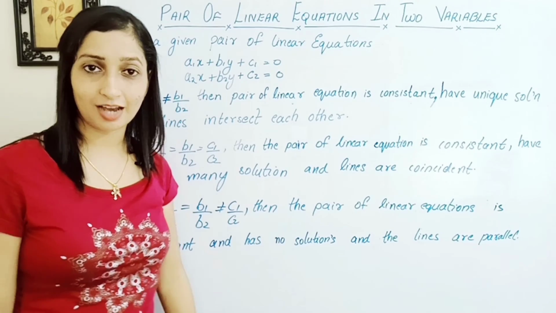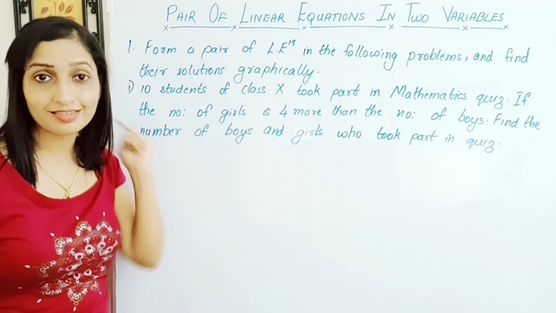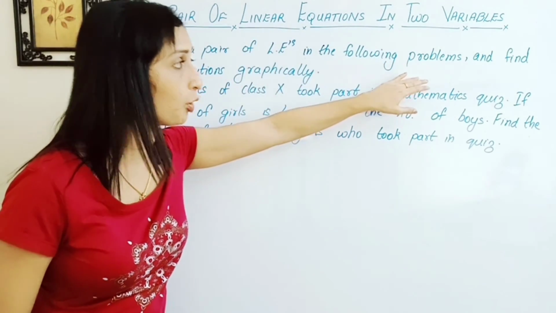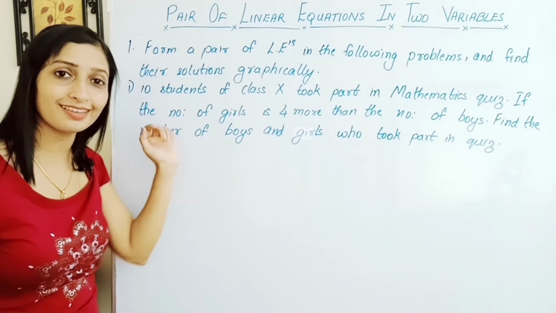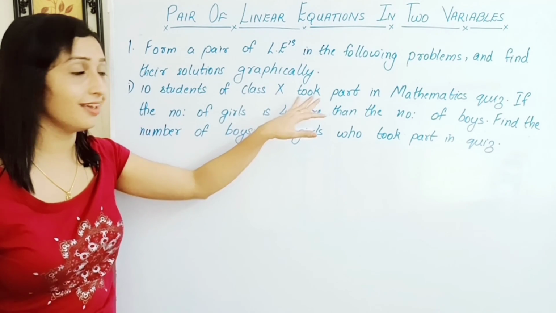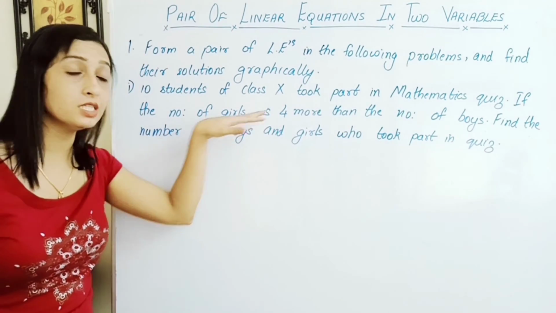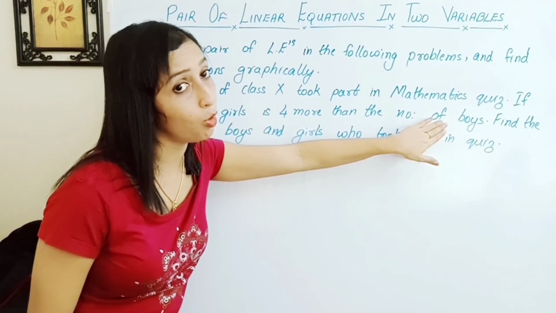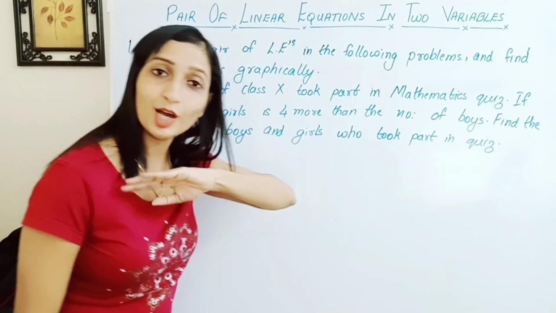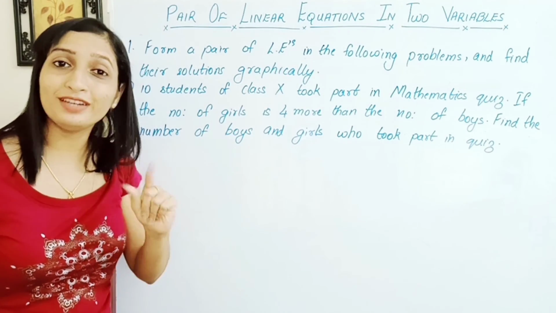So let's start our first exercise with our question number 1. So this is our first question, and that is: form a pair of linear equations in the following problems and find the solutions graphically. And the first part is: 10 students of class 10 took part in a mathematics quiz. If the number of girls is 4 more than the number of boys, find the number of boys and girls who took part in the quiz.